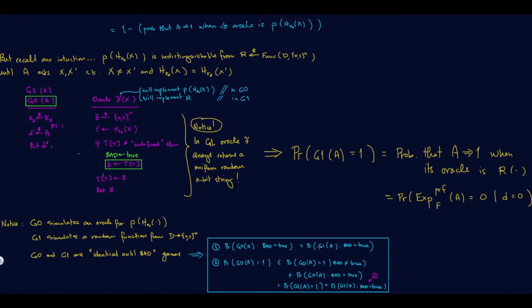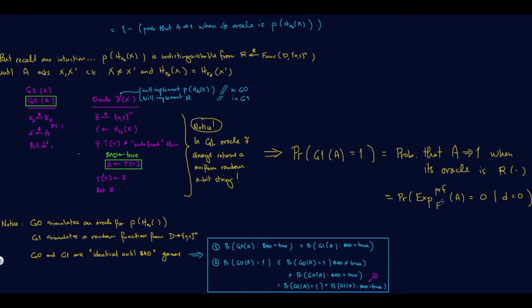So we're going to use this. I'd suggest you maybe stop and pause and stare at that too. So how are we going to use this? All right. We argued a moment ago that in G1 in particular, this oracle F is always implementing this big random function R. So the probability that G1 outputs a 1 is exactly, because G1 outputs 1 if and only if A outputs 1, the probability that A outputs 1 when its oracle is this big random function R. But what is that? That's exactly the PRF game that A would be playing.